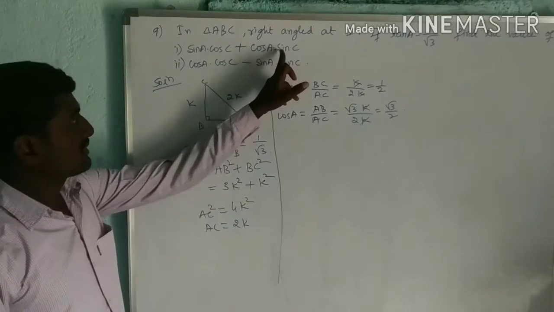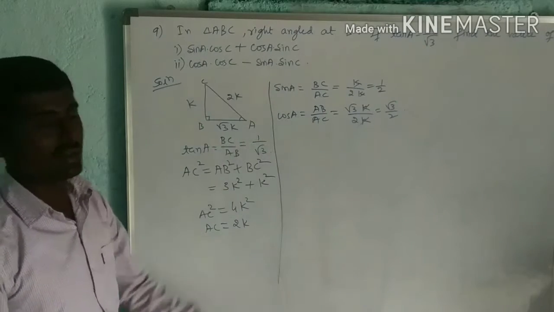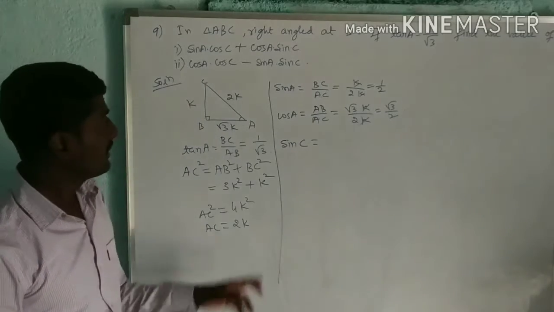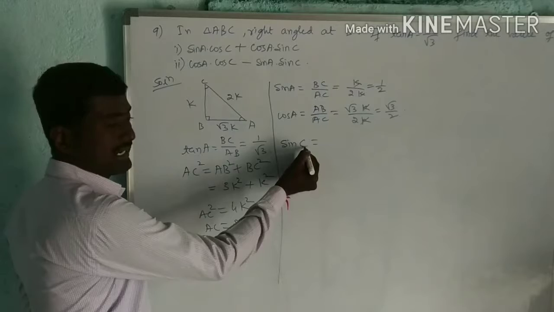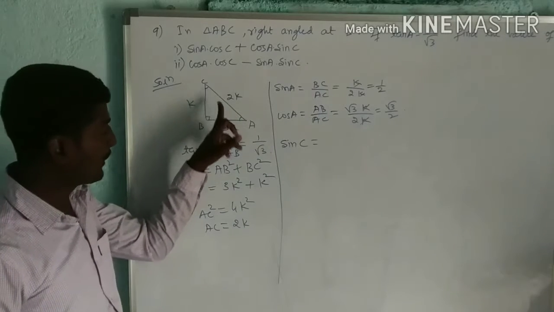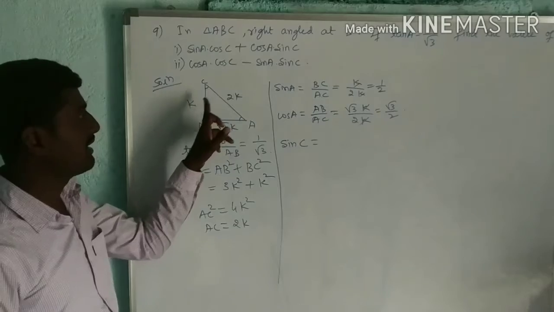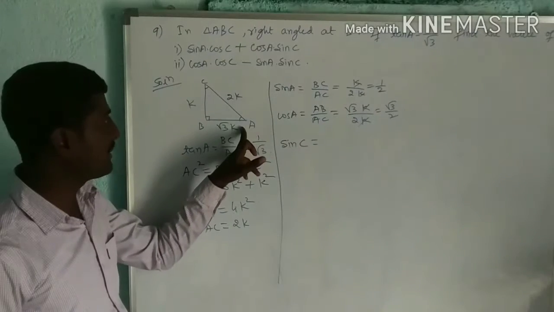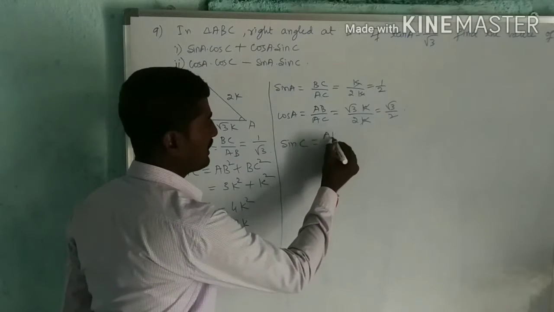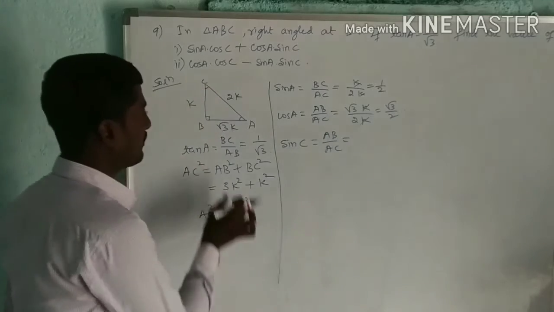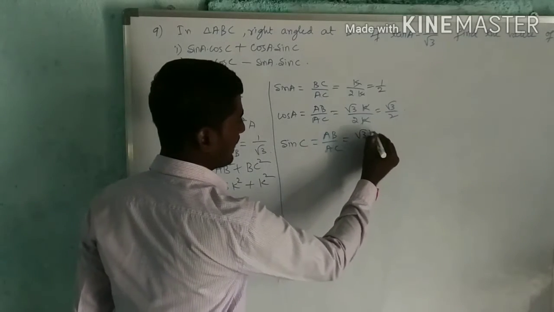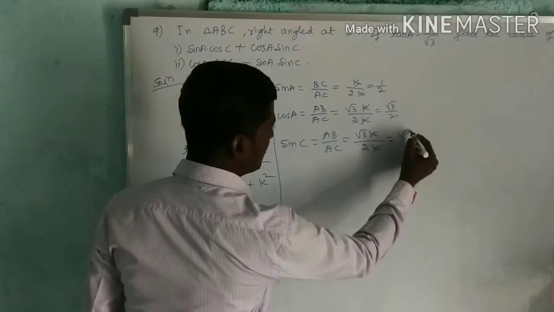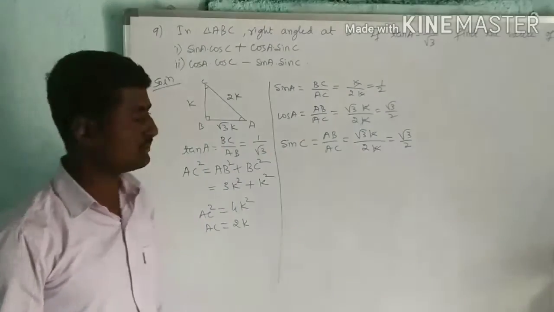Then sin C and cos C also I want. Now I'll write sin C. For the angle C, not A, it is angle C, the opposite side is AB, adjacent is BC, and hypotenuse is AC. Sin is nothing but opposite by hypotenuse, that is AB divided by AC. AB value is root 3k divided by AC value 2k. So k gets cancelled. Root 3 divided by 2.